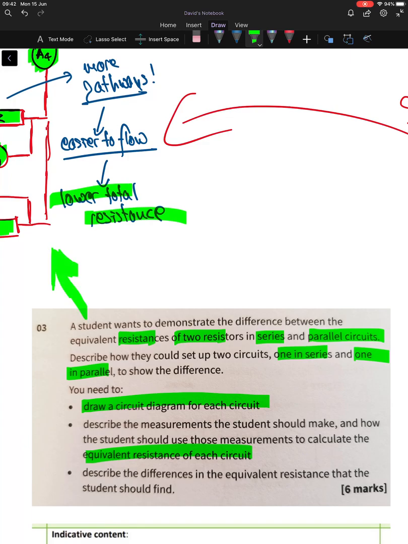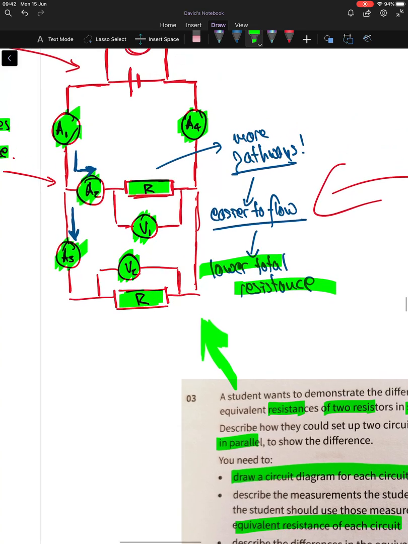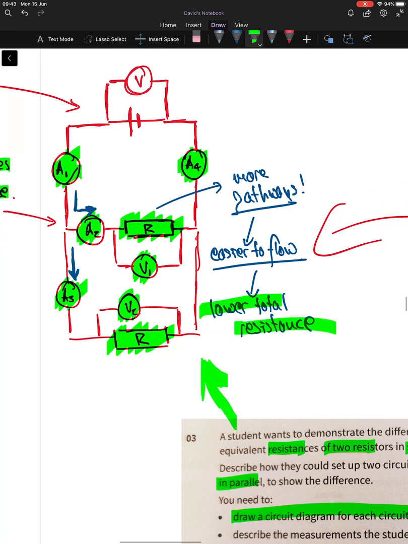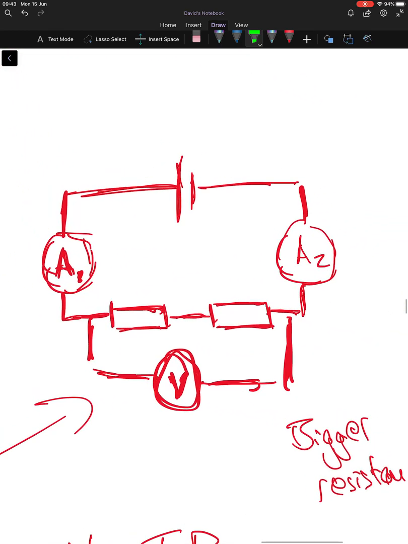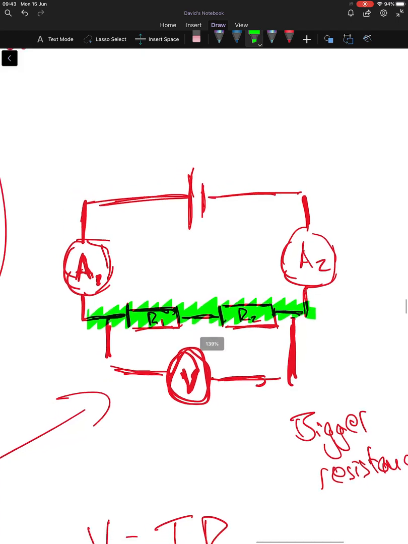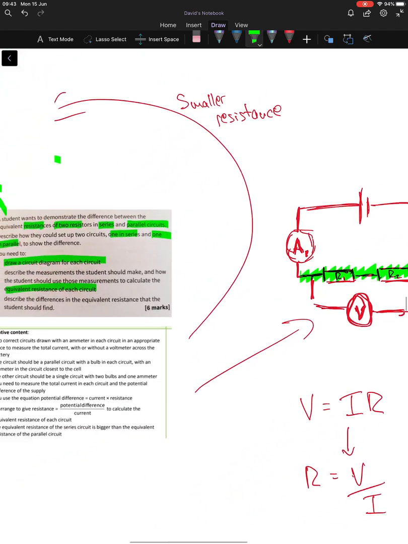So we've done part of the answer here if we were to model it. If we go back and look at this circuit, we've got two resistors in parallel because we've got two different pathways. So that would be how we'd set up our parallel circuit. Whereas our series circuit, we've got two resistors in the same pathway. So the current can only flow down the one pathway.